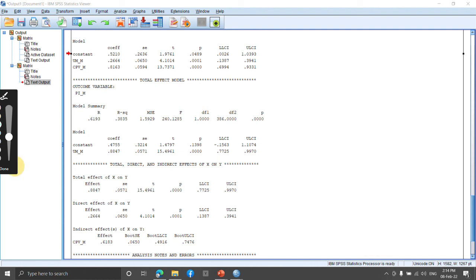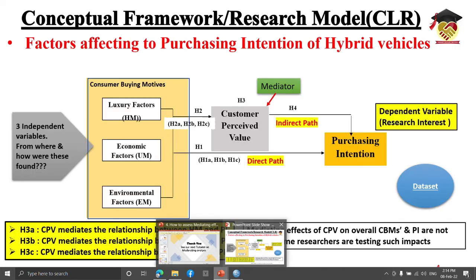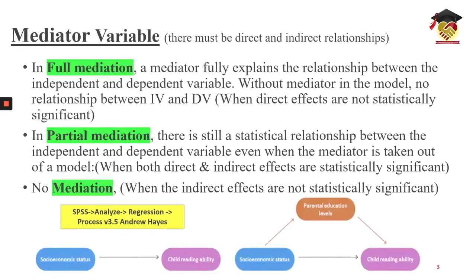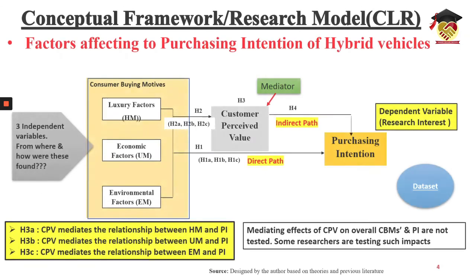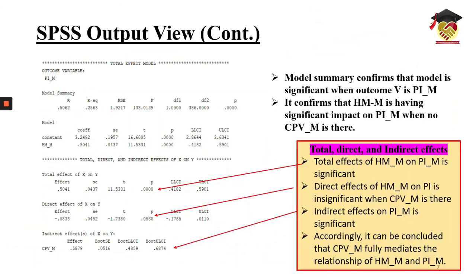If I go to this definition, you can see this path, this time this path is significant, and this path also significant. This path also significant. Then according to criteria number 2, this is partially mediation. Okay, so this is all about the mediation analysis. So can you remember?